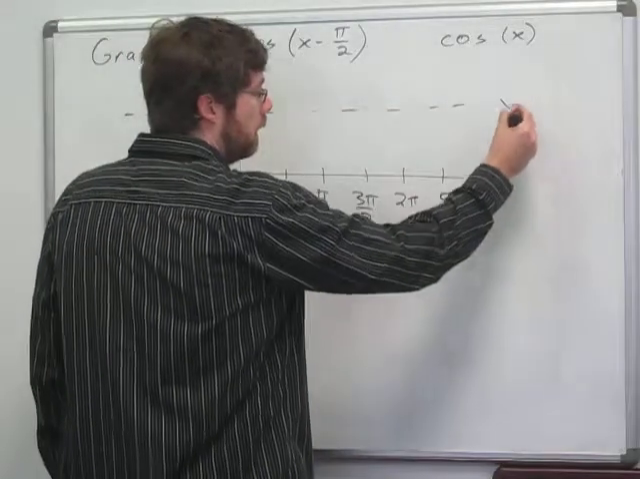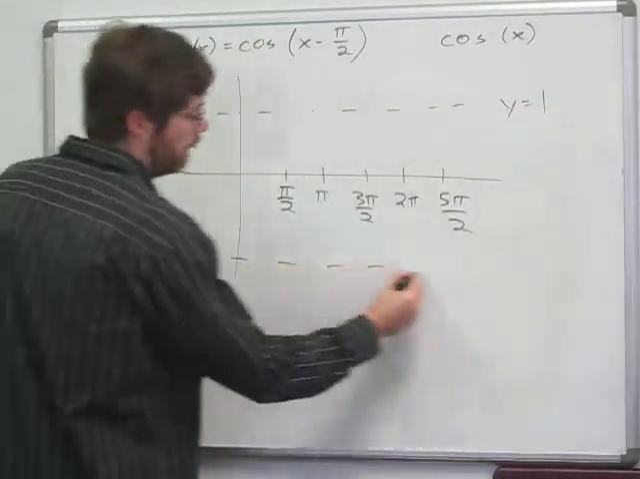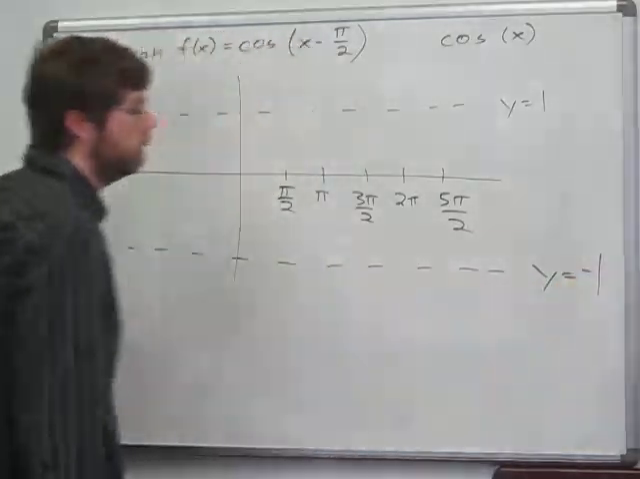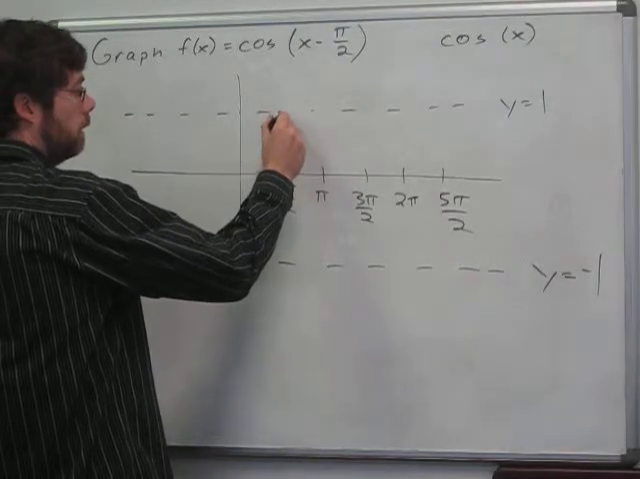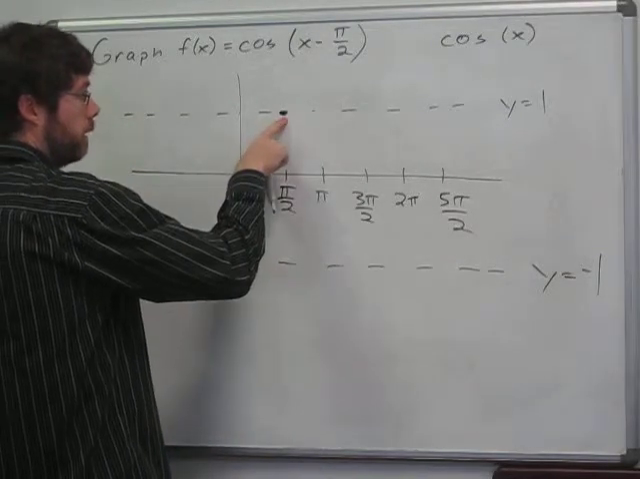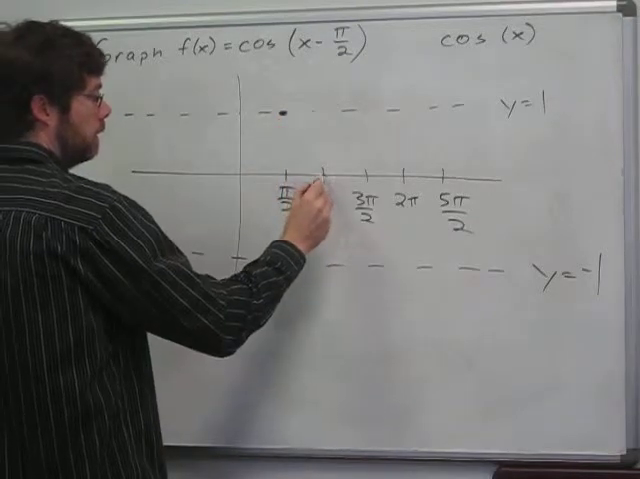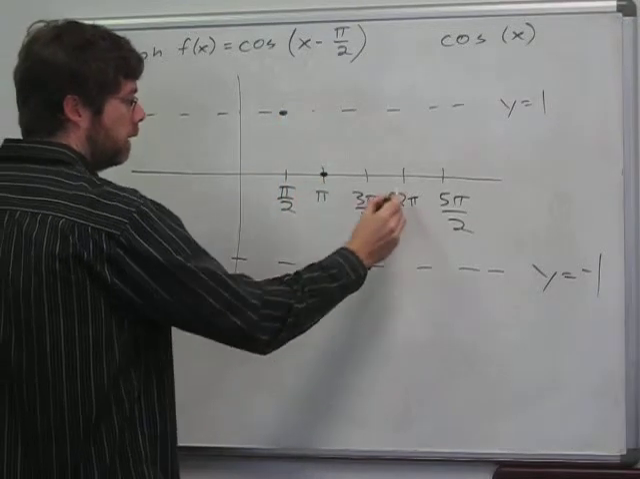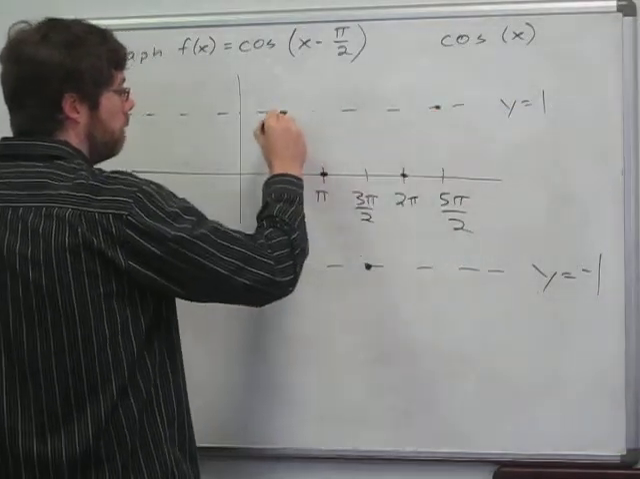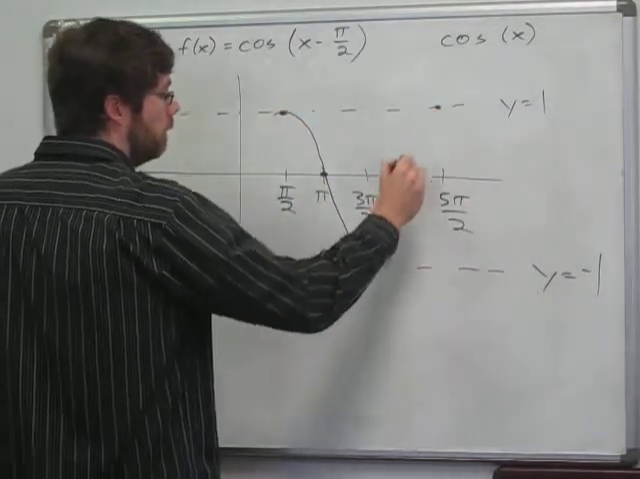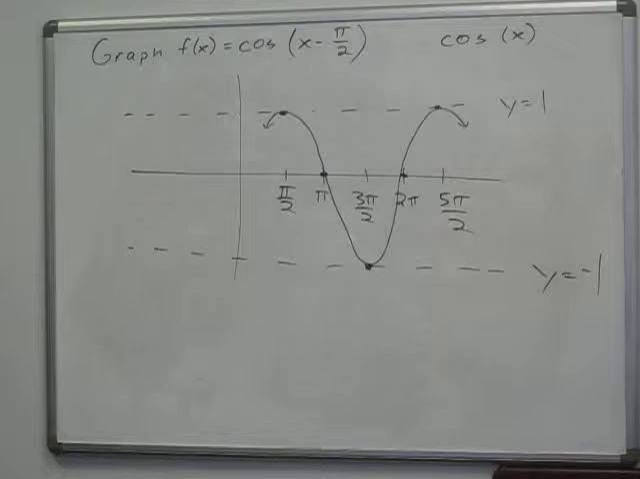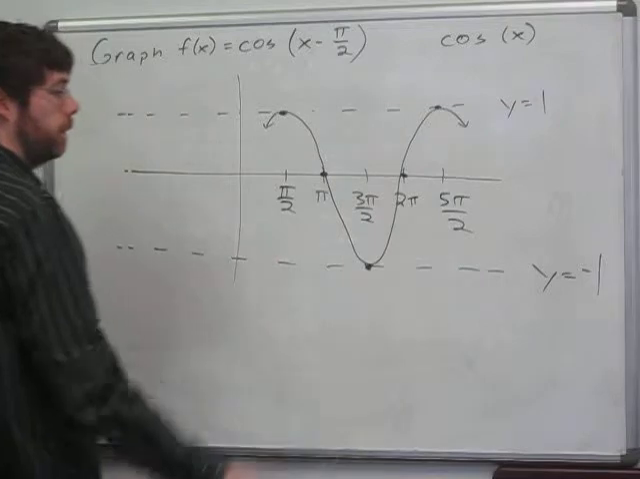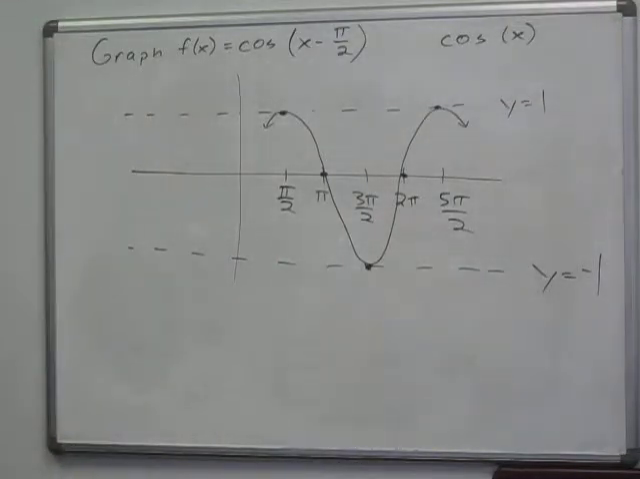Put in my amplitude lines at y equal to 1 and y equal to negative 1. And this is the positive cosine graph, so I'm going to start up at 1, down to 0, down to negative 1, and back up. So there is the first complete cycle for this cosine curve. And of course, this cycle is going to repeat in both directions out to infinity.